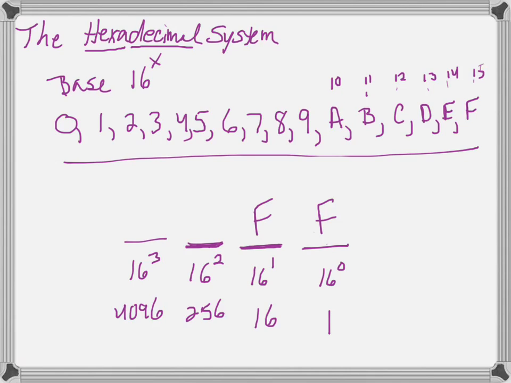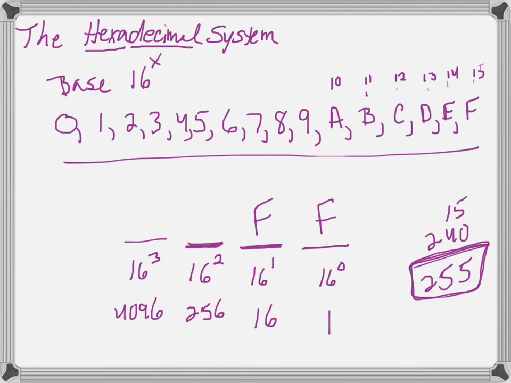What is that decimal wise? Okay, F is a 15. So I'm going to have 15 ones, so obviously that's 15. And then I'm going to have 15 groups of 16. What's 15 times 16? Well, if you do that on the calculator, you get 240. I add those up and I get 255. And you might recognize that number.